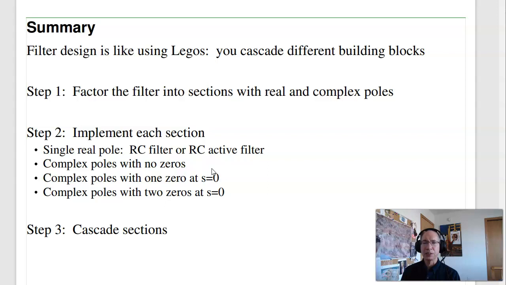To build a filter, what you do is you factor the filter into sections with real poles and complex poles for each section. If I have real poles, implement it using an RC filter or an RC active filter. If I have complex poles with no zeros, I'll use one circuit. If I have 1 zero, another circuit, 2 zeros at the origin, use the third circuit. And just kind of cascade them. Again, it's kind of like building blocks, kind of like Legos. So that's the lecture on implementing active filters.